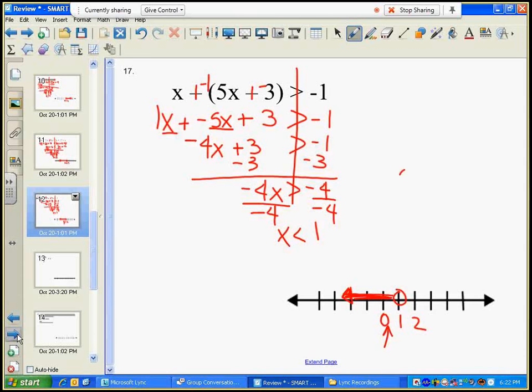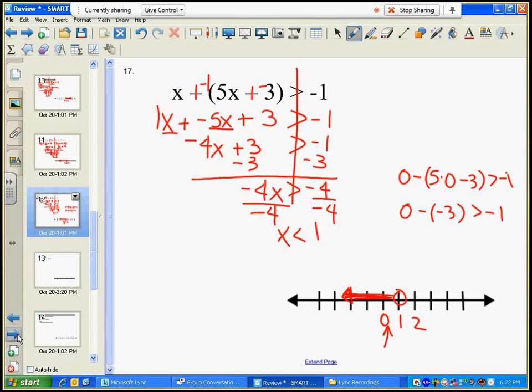So I have 0 minus 5 times 0 minus 3 should be greater than negative 1. So let me see. 5 times 0 is 0. 0 minus 3 is negative 3. So 0 minus negative 3 should be greater than negative 1.